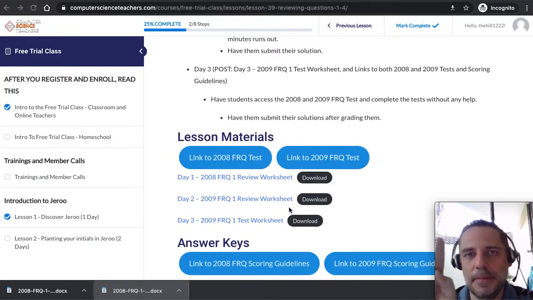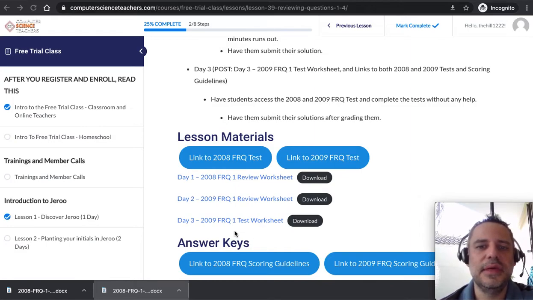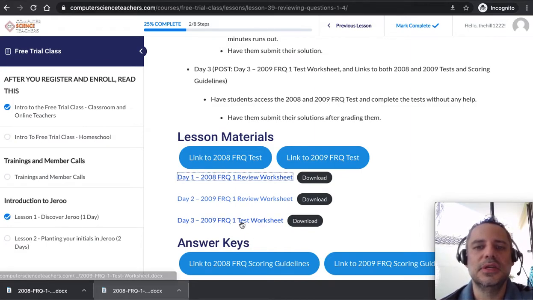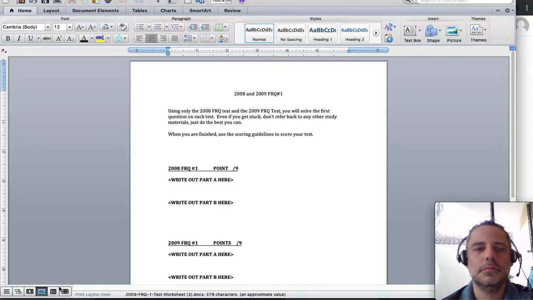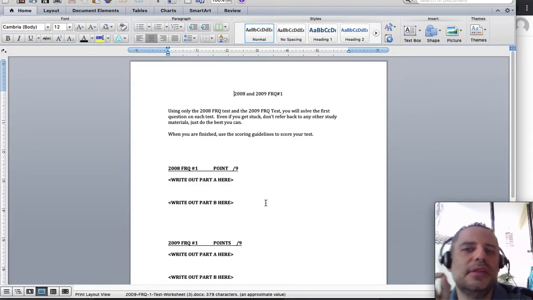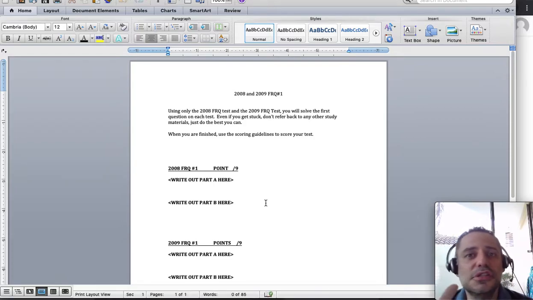On day 3, we're going to give them a little mini test. So I'm going to go ahead and download this so you can see what that looks like. And it's a 2008-2009 FRQ number 1 little test. Now, you can just still do these for completion grades, and I would suggest doing that because there's not really a way to monitor them on this. So just to encourage them not to cheat, just give them a completion grade on it.